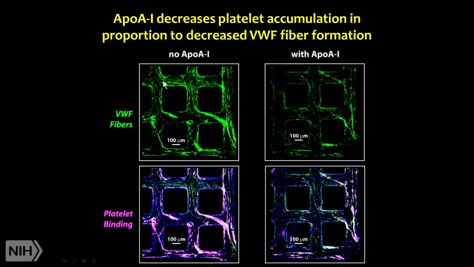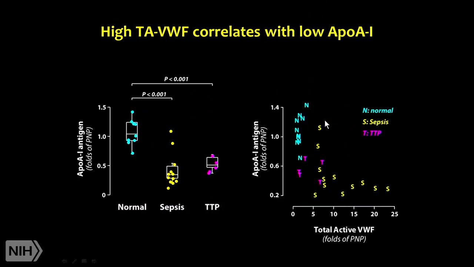The consequences of this are that there are fewer platelets that attach to that vessel, and that's shown here. If there's no ApoA1, you get a lot of fibers of von Willebrand factor, and those fibers bind platelets. In the presence of ApoA1 in an identical vessel, you still get a few fibers accumulating, and that's probably because we didn't have the ApoA1 in there all the time. And pretty much the amount of platelets that adhere is proportional to the amount of fiber formation.